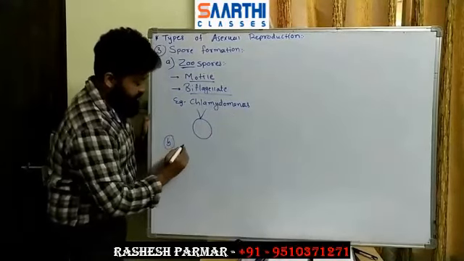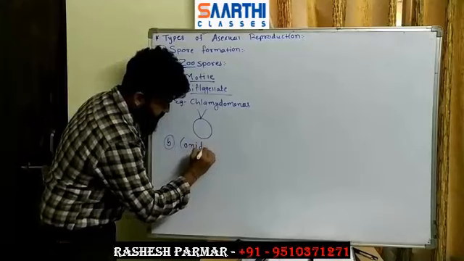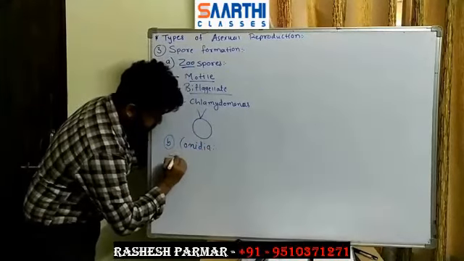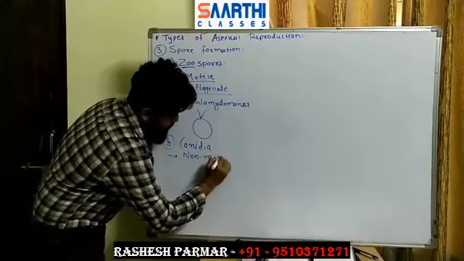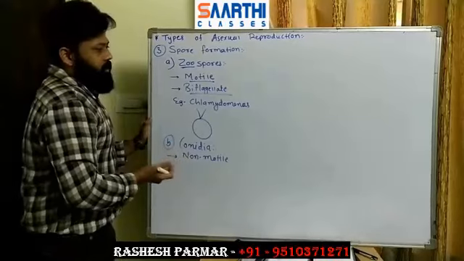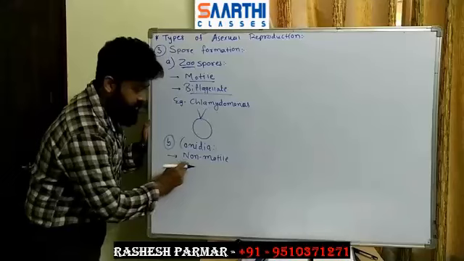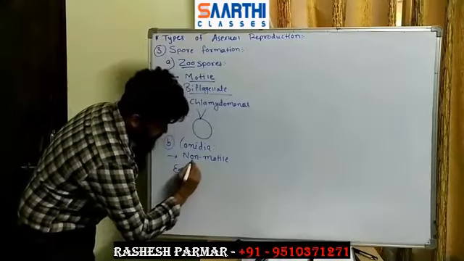The second type of spores are called conidia. This type of spore is non-motile, meaning they don't have any flagella or mechanism which can help in their movement. The example here is Penicillium.